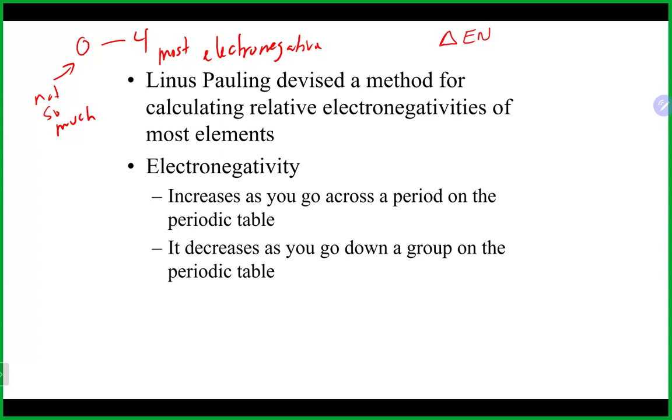And if you subtract the values and you get a difference between 0 and 0.4, that is considered a nonpolar bond. And that means that you would expect those electrons to be shared equally in that case. If the difference in electronegativity is above 0.4, which is usually 0.5, to below 2, so basically 0.5 to below 2, you will have some type of polar bond.